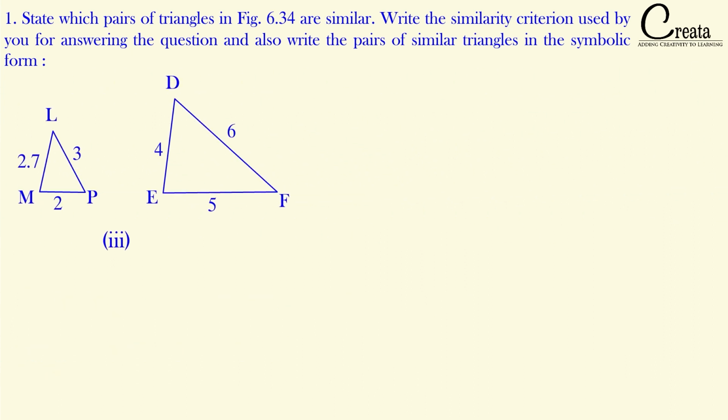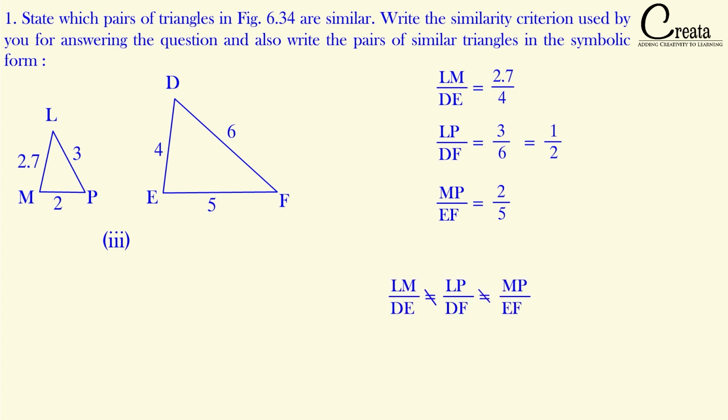Here again we are given two triangles and the sides of the triangles are given. Let's see whether the ratios of the corresponding sides are equal or not. If we take these two corresponding sides, it is 2.7 upon 4. If we take these two corresponding sides, it will be 3 by 6, which is basically 1 by 2. And if we take these two corresponding sides, it will be 2 by 5.